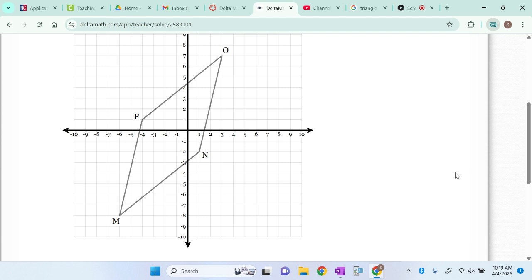N is at an x value of 1, O is at an x value of 3. So I'm going to go 2 units over. It's almost like you're doing rise over run, guys. All right. And then N is at -2, O is at 7. So I'm going 9 units up.